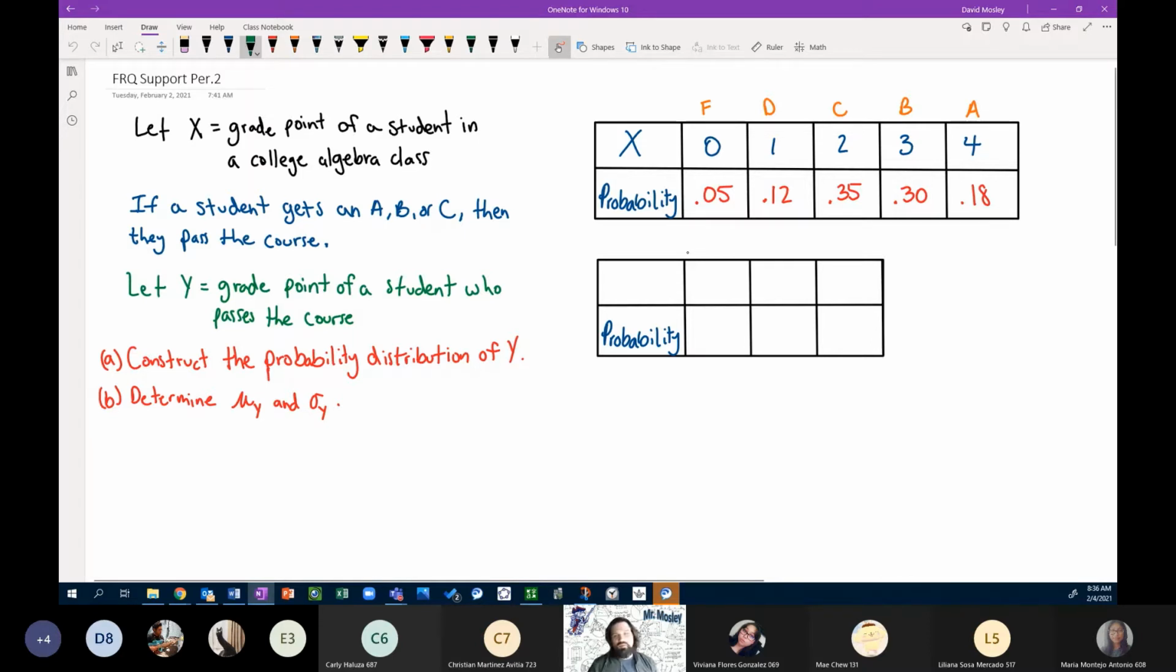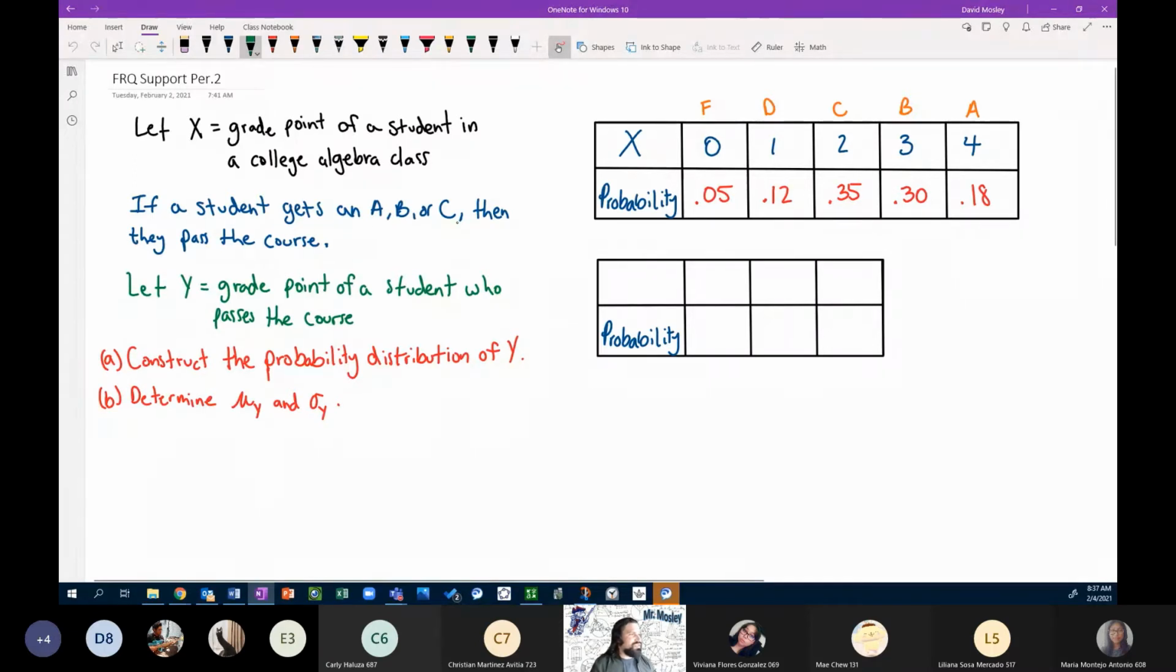A grade point is the numeric value assigned to each letter grade. Right? So we have an F is 0, D is 1, C is 2, B is 3, A is 4. This is how your GPA is calculated. Each letter grade you get has a numeric value. You add up the numeric values of your grades, divide it by the number of classes you have. There's your GPA.